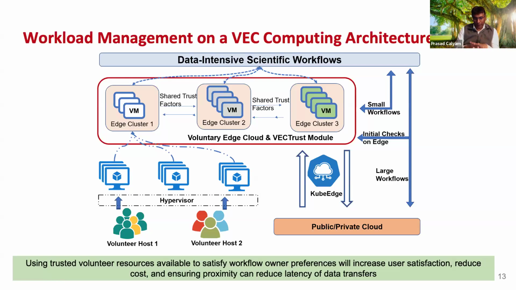And so this is the idea that the architecture will allow us to use the benefits of both the cloud and the volunteer edge, and we're able to have the preferences of the workflows matched to the best capable trusted resources on the volunteer edge side, and we can increase user satisfaction, reduce cost, and in some sense, by picking the nodes properly, we can even reduce latency of transfers and even processing of these scientific workflows.